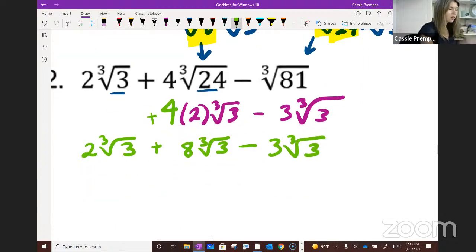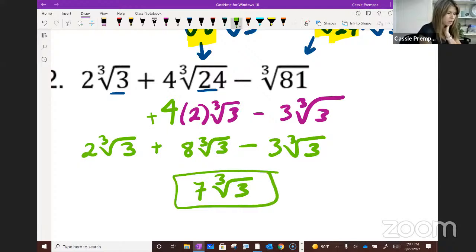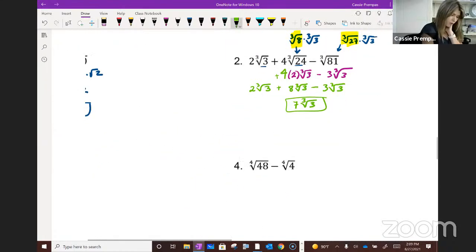Now, can I combine all of them? Yeah, they're the same radical with the same index. So 2 plus 8 gives me 10. What's 10 minus 3? Yep, so that would be our answer, 7 cubed root of 3. I like to think of these as just an x. X represents any real number. 2x plus 8x minus 3x would give me 7x. That would be it. All right, number 3 and 4 are online.